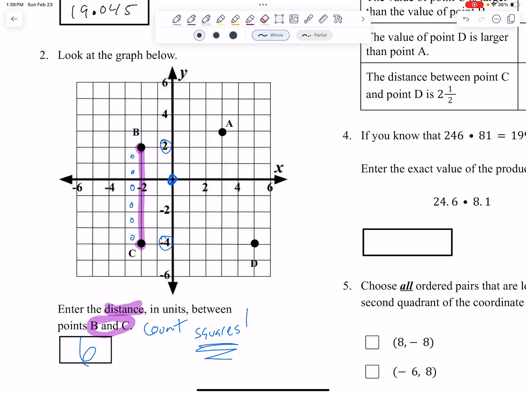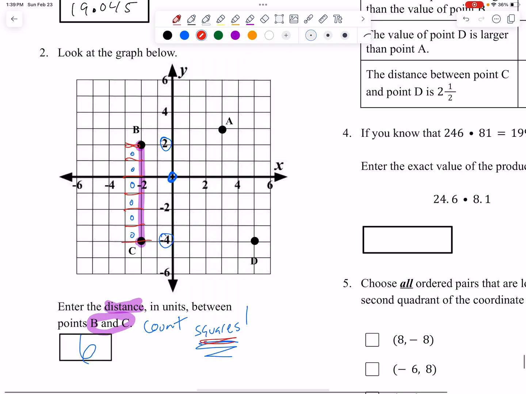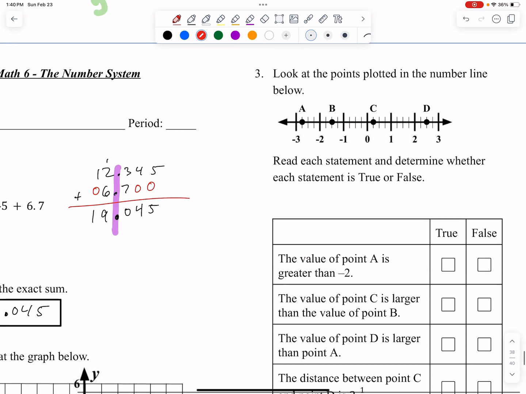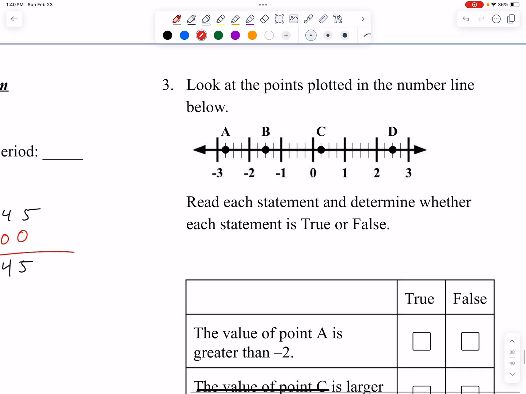Where I get kids messing up, and again, little mini lessons, but I don't want you to do this. They'll be like, oh, that's 1, 2, 3, 4, 5, 6, 7. So a lot of students will pick 7 because they're counting lines. You gotta count the squares for the distance, not the lines. Ugh, okay, simple mistake. And like I said, I don't want you to do that because it's an easy question. You just gotta count.